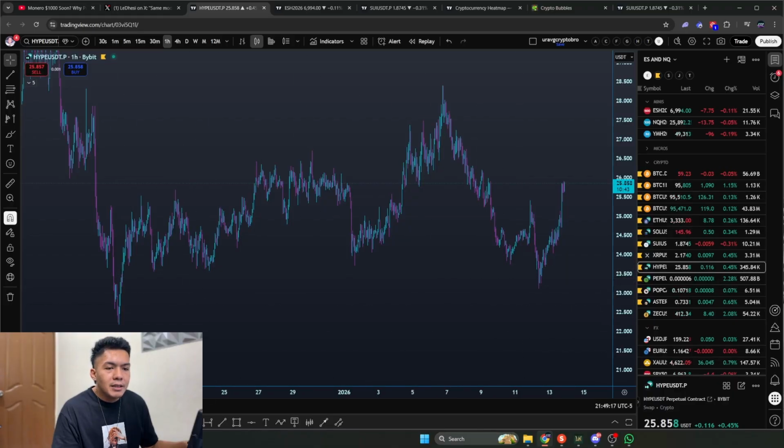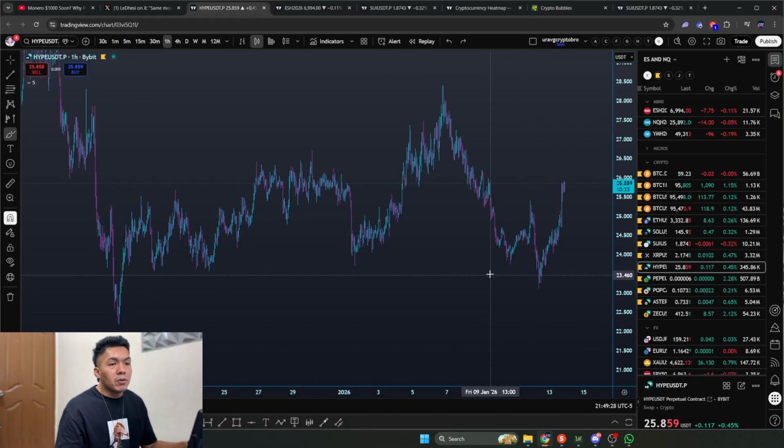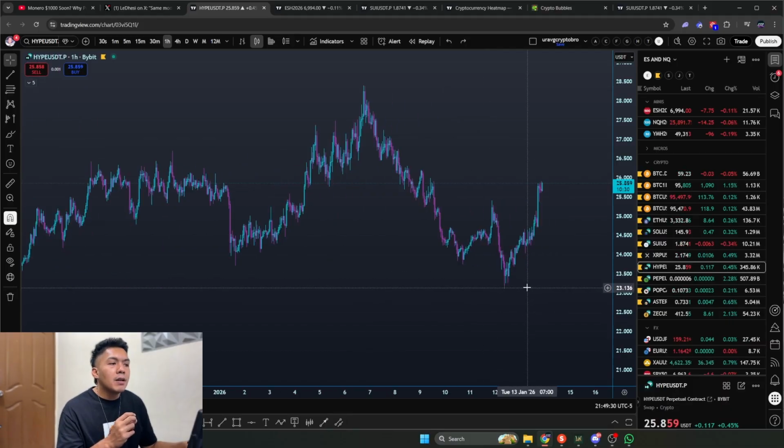Why I like this long so much, because we took out all of the liquidity. If you could see this, let me take a brush. So basically all of the liquidity right here was taken. This looks a very good low. So that was my confirmation that we are probably gonna reverse.